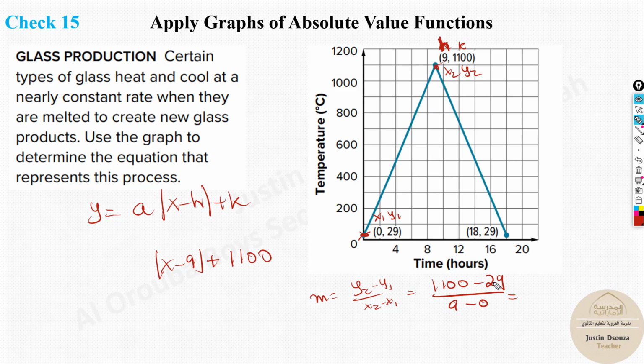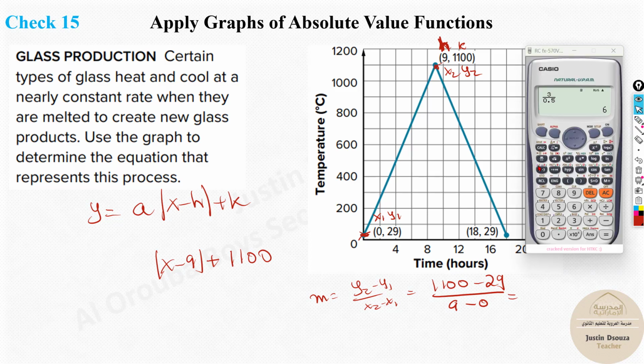The answer would be, okay, just use your calculator, it's much easier. Okay, I'll just use the calculator here. 110 minus 29 divided by 9 minus 0, which is 9 itself, and the answer is 9. So here it's not just 9. Don't forget it'll be negative 9. Okay, that is the answer.